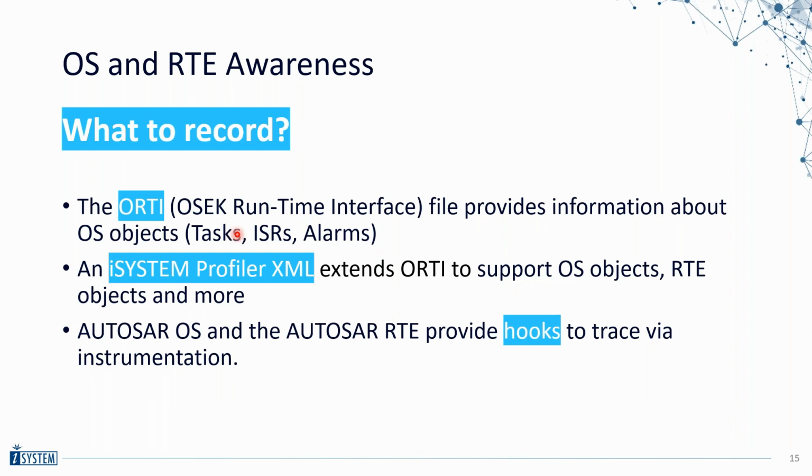We want to see the interrupt service routines, but then we also want to look further into the RTE and potentially analyze runnables, RTE communication, or we might even zoom in further and see particular functions that are of interest for our analysis. So the question is, how can we use hardware tracing to get this information?